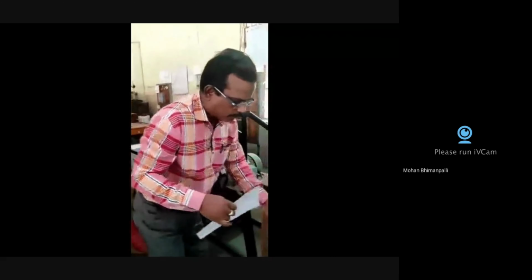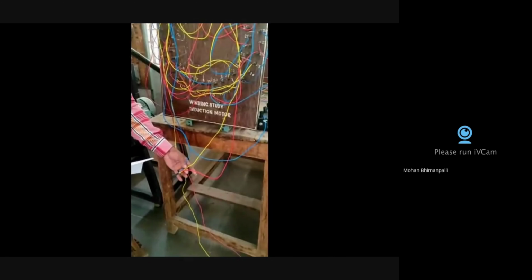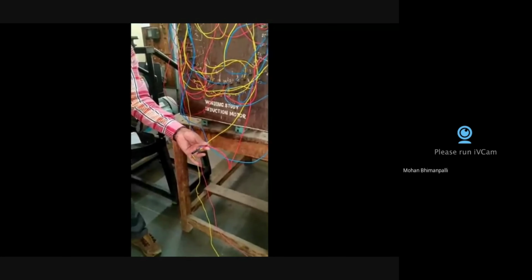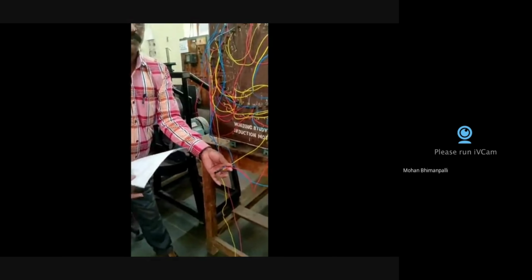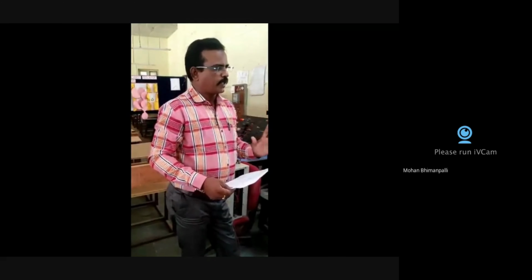So already I have connected, depending upon the number of poles, 4 poles, and the 3 points which have been star connected, R1, R dash, Y dash and B dash. It is star connected. You can also connect in delta. If you connect in delta, the power rating will be increased by root 3. Okay. So now let's start the motor and check the speed.